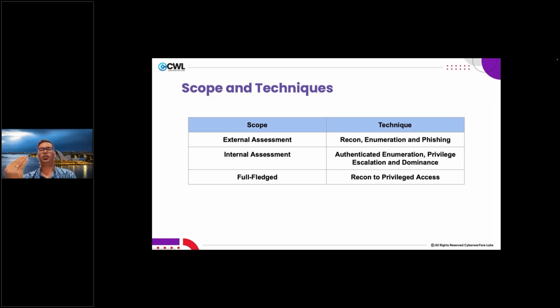the environment. For example, once they're inside the environment, they try to look towards high privilege resources or high value targets to proceed forward. Then if it is a full-fledged assessment, that means it contains both external as well as internal, then they simulate the TTPs and perform the stuff directly from reconnaissance to privilege access. That means when they do not have any information related to the organization, they see what the exposed assets are, and then they move towards privilege access. So that's how things are defined in the scope and the techniques.